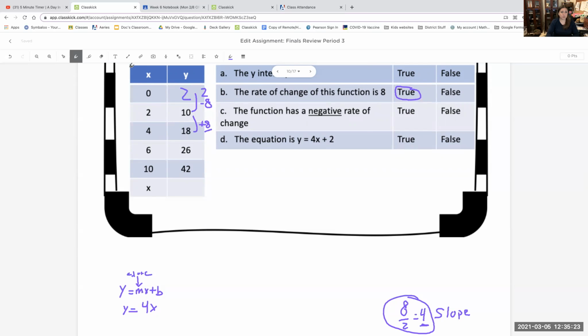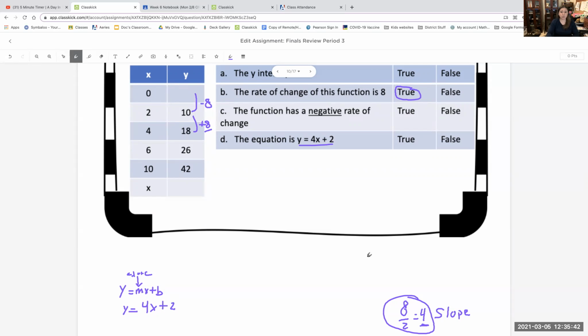So this right here should be 2. All right, I'm going to erase it because most of you guys had that. So down here, I would put 2. So my equation is all of this right here: y equals 4x plus 2.